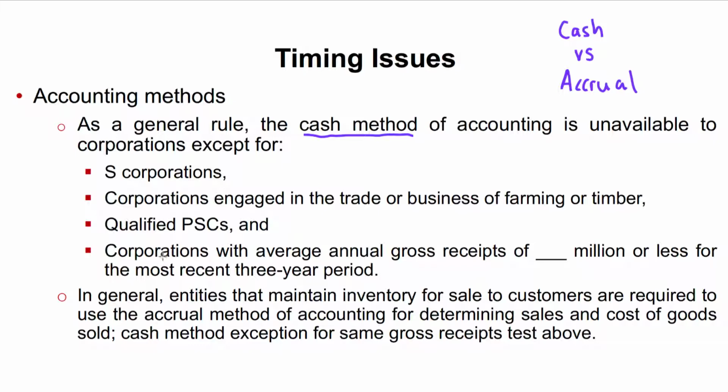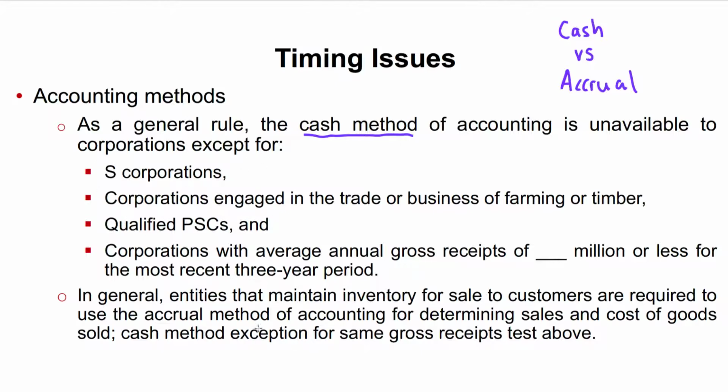And finally, the last one, corporations with average annual gross receipts of, and this is $25 million, $25 million or less for the most recent 3-year period. Now, the reason I have this blank and I have others blank in this presentation is because these numbers change frequently. At the time of this video, it's $25 million, but it could change in the future, so be careful. Check this number. In the past, it was a different amount. So these are corporations that can get the cash method.